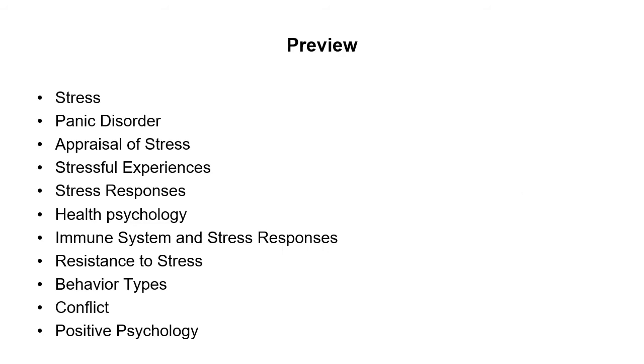So as a preview of what we're going to look at: stress, panic disorder, appraisals of stress, some stressful experiences, some stressful responses or responses to stress. Then we'll transition a little bit into health psychology, looking at the immune system and how it responds with stress. We'll look at some resistances to stress, and we'll finish up kind of in a different line by talking about behavioral types. We'll look at positive psychology, we'll look at conflict, just kind of to finish up along lines of not just talking about stress.